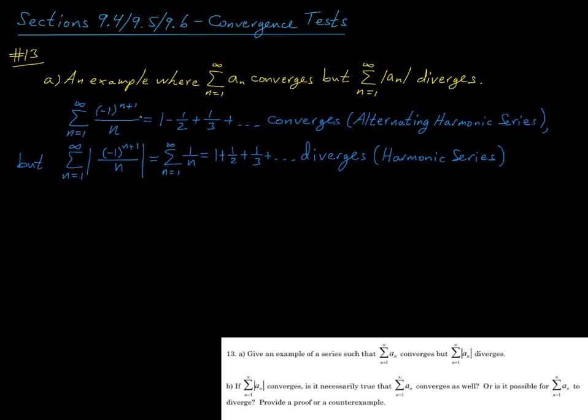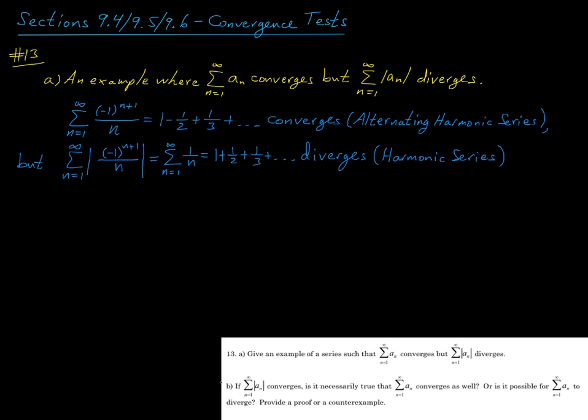Here we've shown that this alternating harmonic series converges using the alternating series test. And I said that in chapter 10 we'll be able to show that this series converges to the natural log of 2. But if you look at the sum of the absolute values of these terms, you're really just looking at the harmonic series, which we know diverges. So this is an illustration of the fact that it is possible for the sum of a sub n to converge, but the sum of the absolute value of a sub n to diverge.